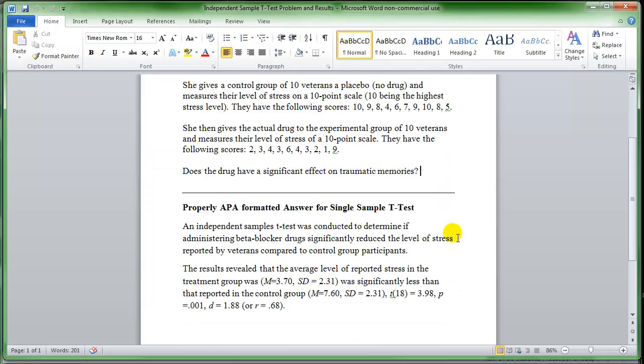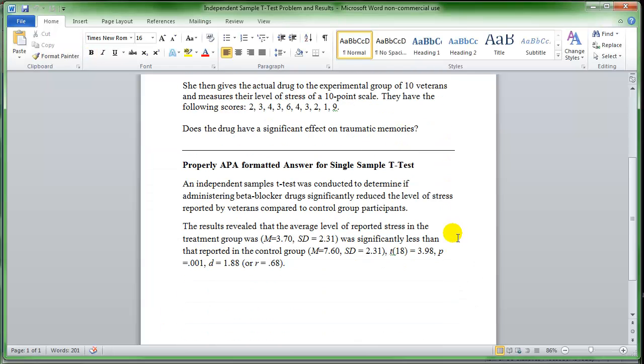Okay, so let's go back to our document here, and here I have provided an example of how to write up a proper answer for the independent sample t-test. That should say independent. An independent samples t-test was conducted to determine if administering beta blocker drugs significantly reduced the level of stress reported by veterans compared to control group participants. The results revealed that the average level of reported stress in the treatment group was 3.7 with a standard deviation of 2.31.